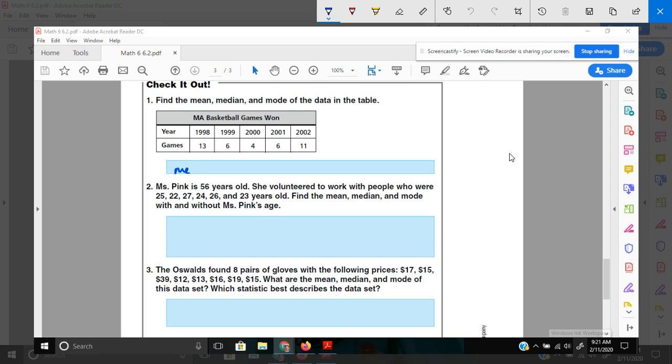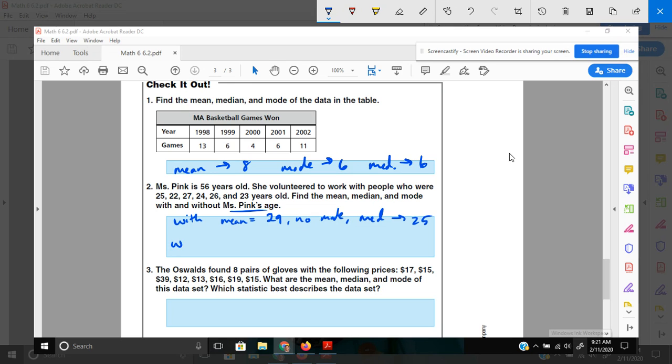Mean for the first one is 8. Mode is 6, and the median is also 6. For the second one, first we'll do it with Miss Pink's age. So the mean is 29. There's no mode. And the median is 25.